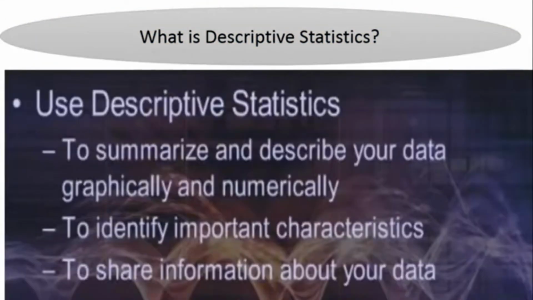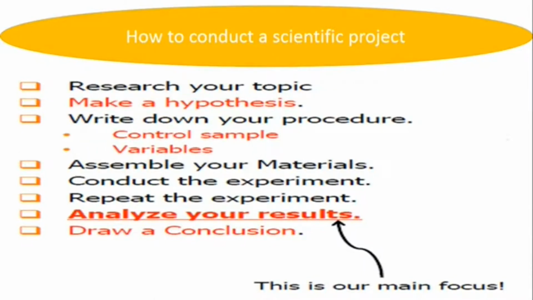Descriptive statistics is used in different ways. First, to summarize and describe your data graphically or numerically, to identify important characteristics, as well as to share information about your data. One situation where you conduct descriptive statistics is the measure of time. Descriptive statistics are used in conducting a scientific project. You need to research your topic, make a hypothesis, write down your procedure, control sample variables, assemble your material, conduct the experiment, repeat your experiment, and finally you need to analyze your data and draw your conclusion.